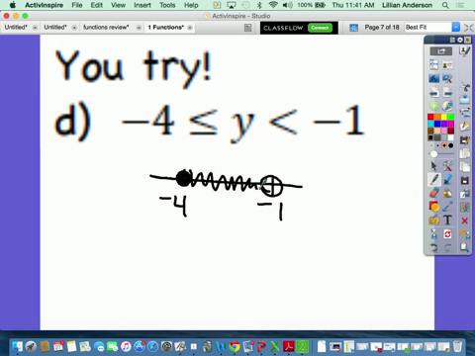So now that I got my shading, can you do it now? What you got? I got the bracket, -4, comma, -1. Is he right? Yes, he is. Good job. All right, here we go. Here's the next one.